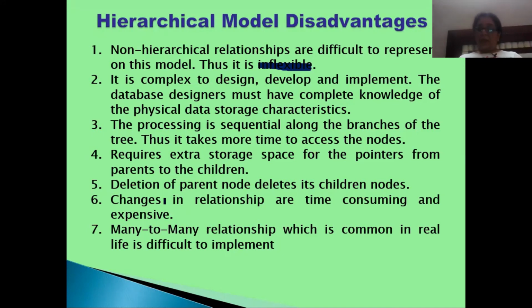Again, many to many relationship, which is common in real life, is difficult to implement here. देखिए, we have said that there are 2 kinds of relationships which have been seen here. Parent का multiple children के साथ, multiple child nodes के साथ, that is called one to many. और एक child का एक parent के साथ, that is one to one.